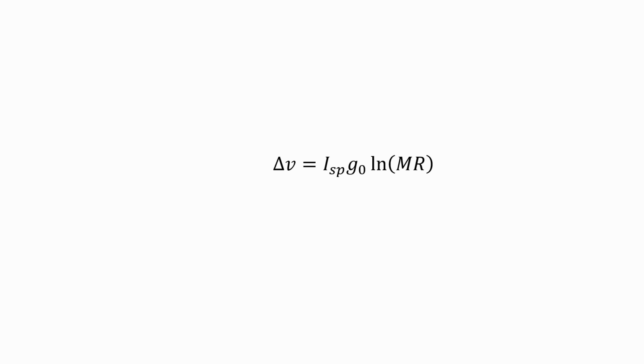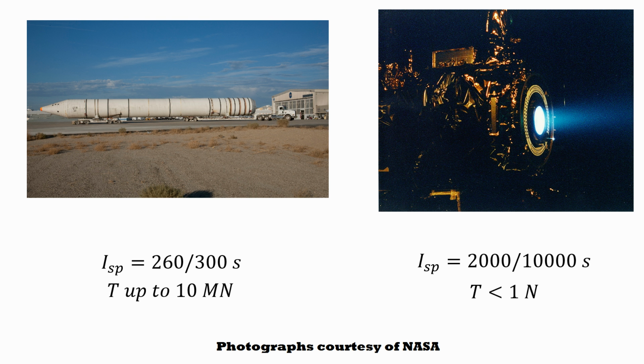One last thing. As you can see, thrust does not appear in this equation. This means that the same delta v can be given by both a super high thrust solid rocket booster and a very low thrust ion engine. What changes is the time needed to provide this delta v. A very long time for the ion engine, a very short time for the solid rocket.